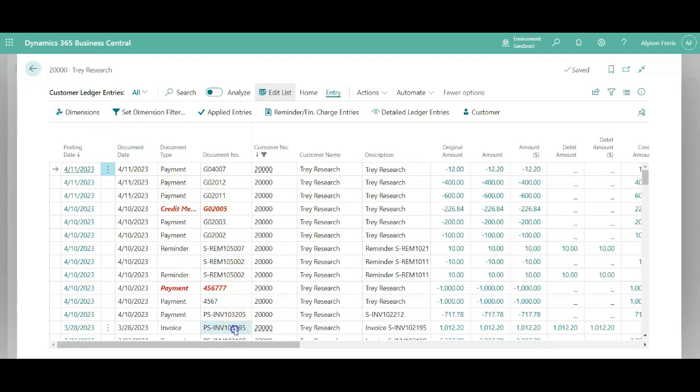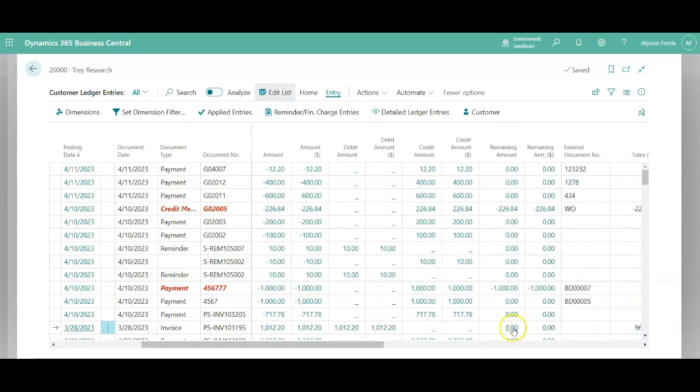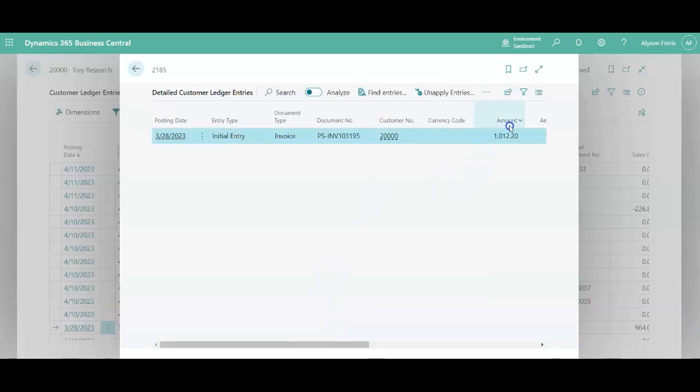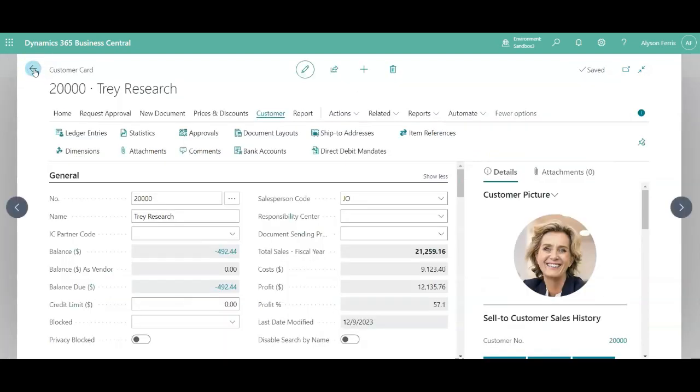Which is right here. And if I scroll over a tiny bit, here we can see that the invoice has a remaining amount of 0 because it's been fully paid. The payment has a remaining amount of 0 because it was fully applied against this invoice. So it was completely paid off because we accepted that 20-cent difference and wrote that off at the time the payment was posted.